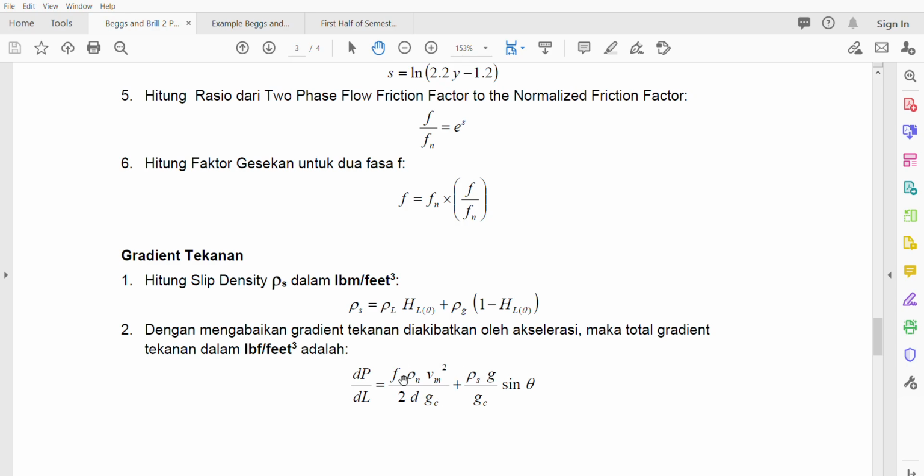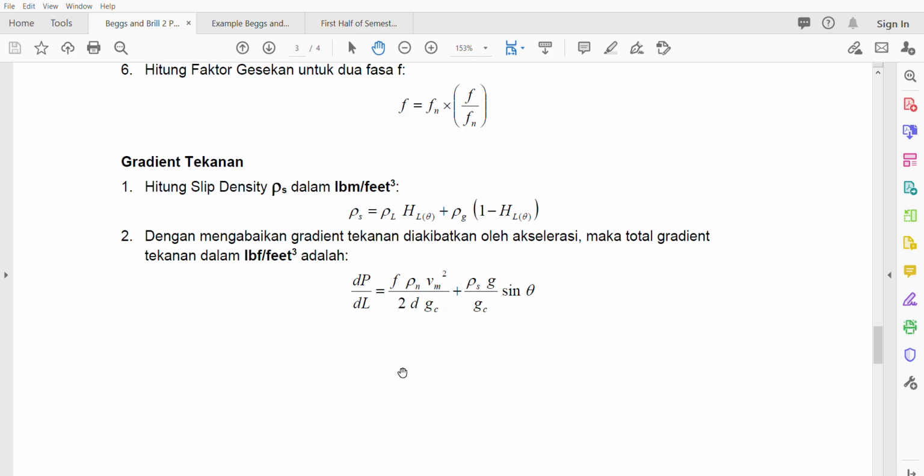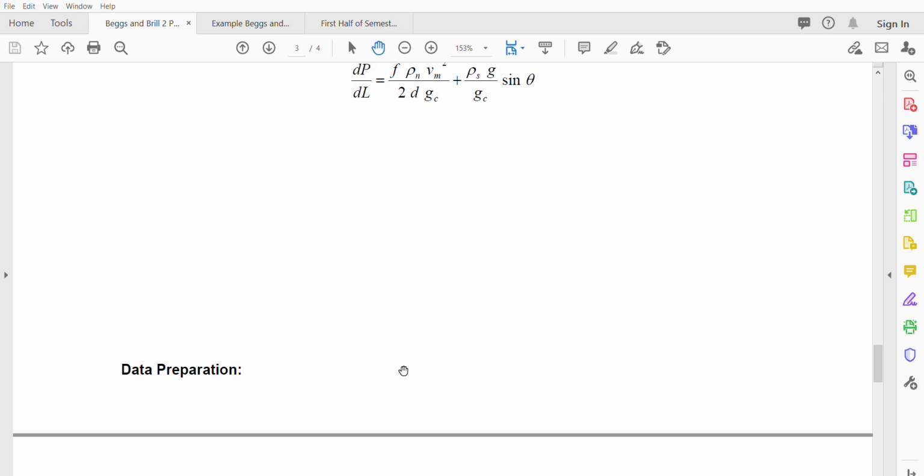And this expression is the way Beggs and Brill derived it, so you have no choice but to use this one. And this one is more logical because rho_s is the one that you see in the pipe, because no slip is actually the one that you don't see in the pipe. So this one is the actual one. That's the way they do it. That's it for Beggs and Brill.